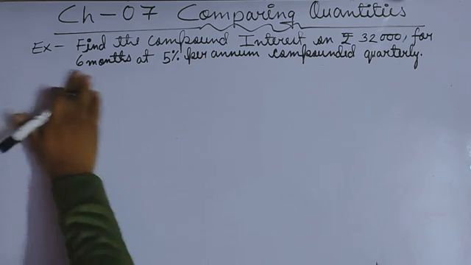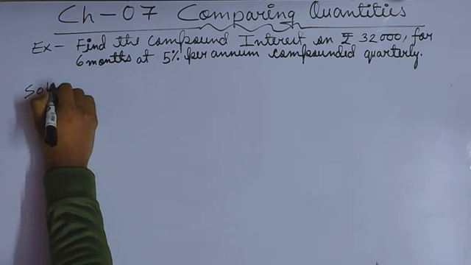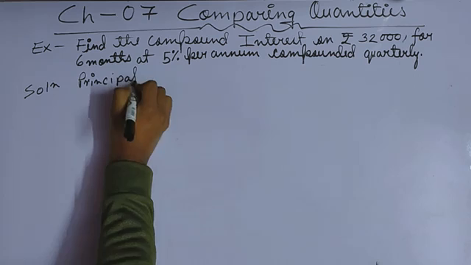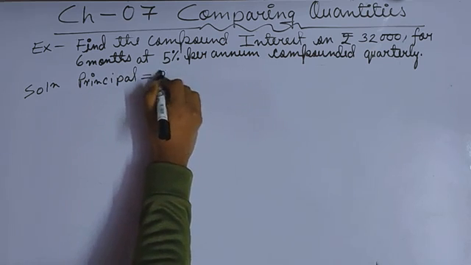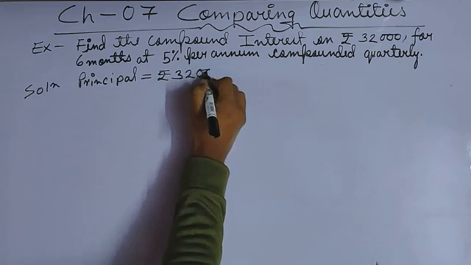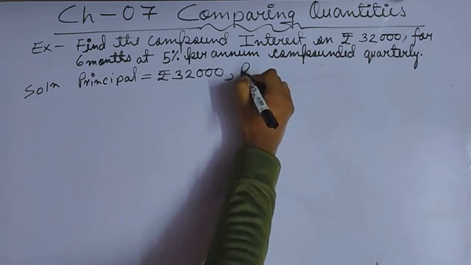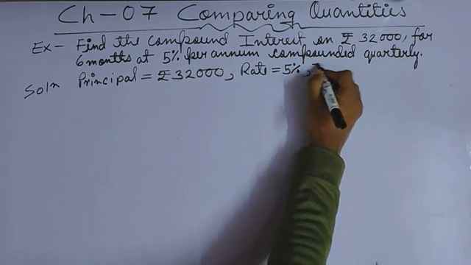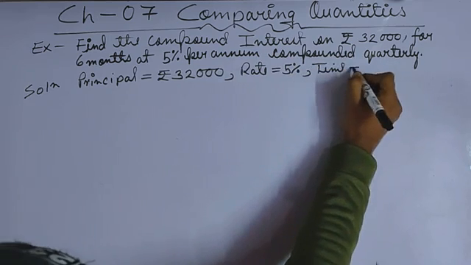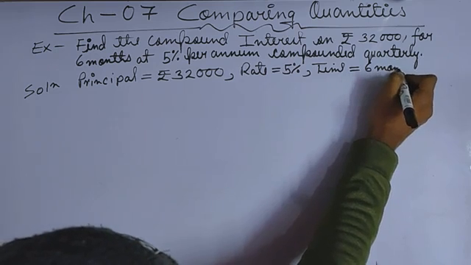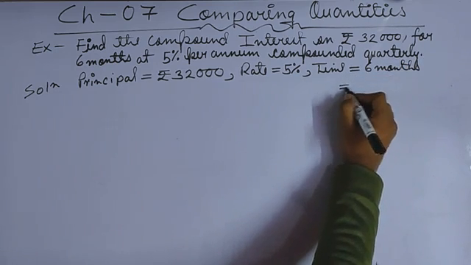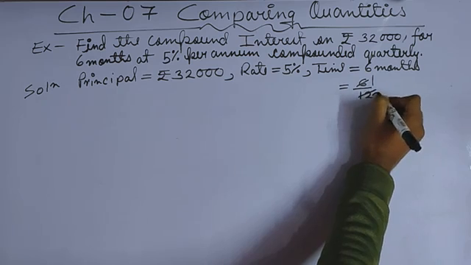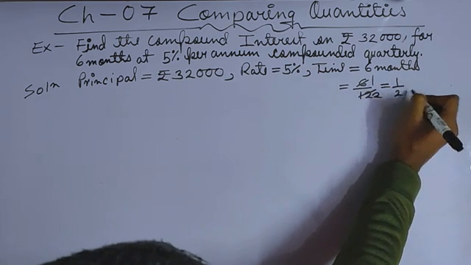First of all, we will write down what is given to us in this question. The principal amount is rupees 32,000, the rate is 5%, and the time is given in months. So we will convert these months into years first. This is 6 months, which will be converted to years by dividing by 12. 6 ones are 6, 6 twos are 12. So we are getting 1 upon 2 year.